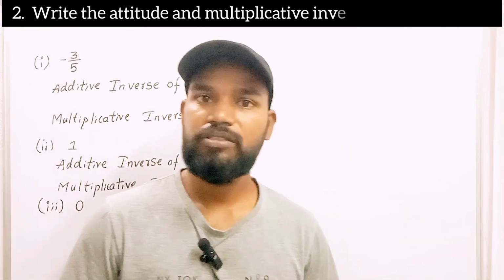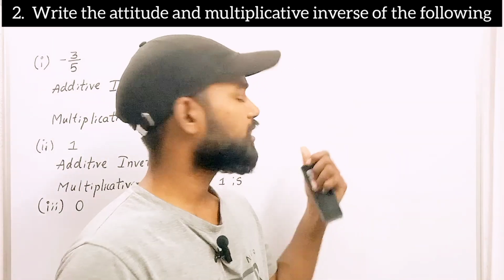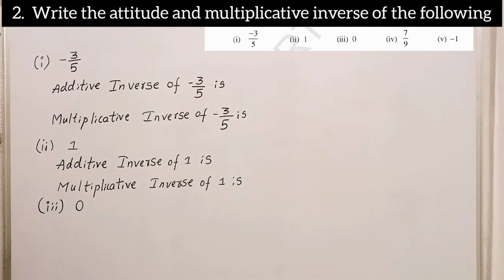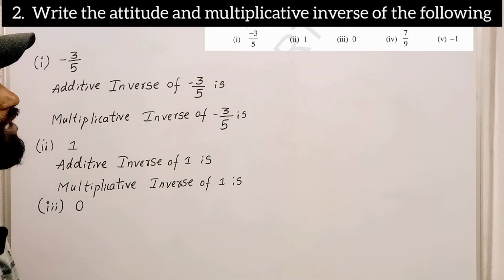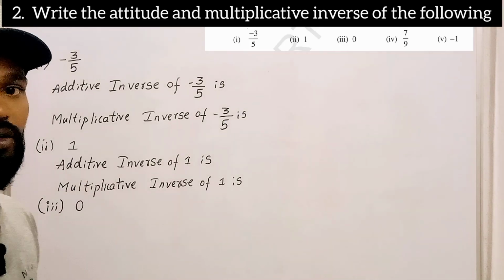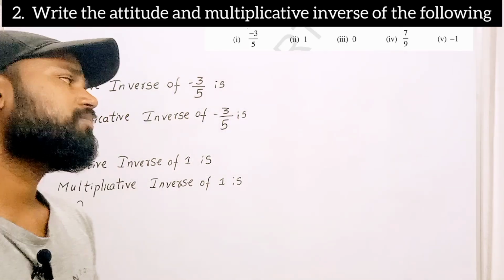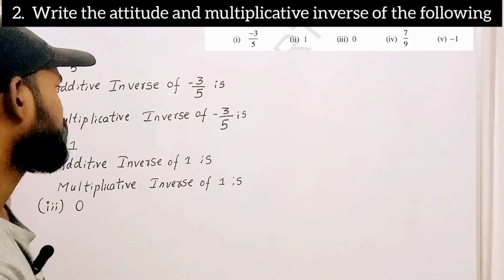Today we are in chapter 1, second bit. So what is actually the question here? Write the additive inverse and multiplicative inverse of the following. Okay, so first, what is additive inverse and what is multiplicative inverse? I will explain clearly. See here.